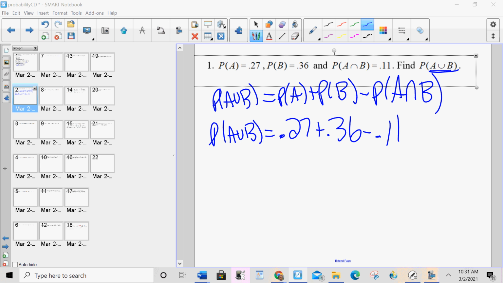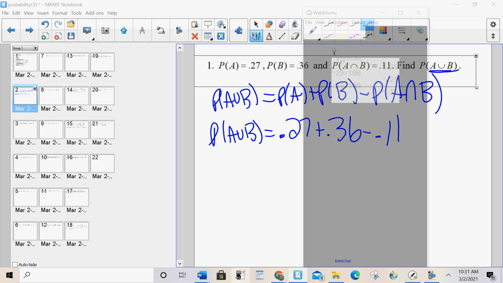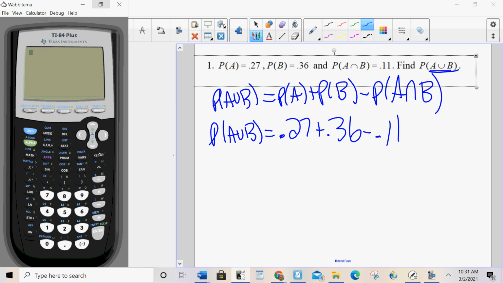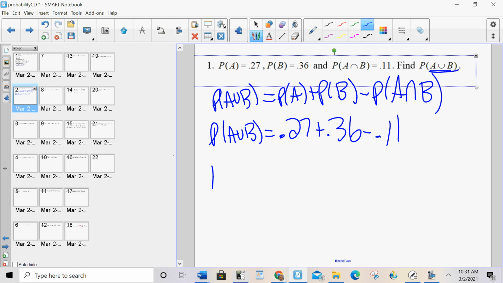Go to your calculator. Do 0.27 plus 0.36 minus 0.11. And I get 0.52, and that's it. It's just substituting into the formula. These are not given to you on your reference sheet, so you have to memorize them, and that's what the song is there for.